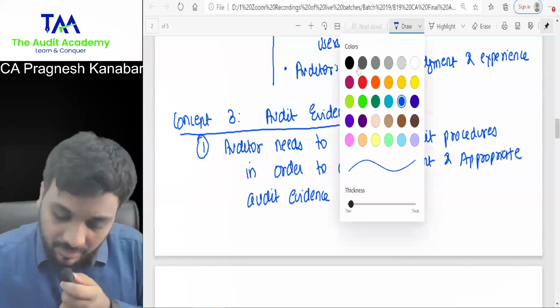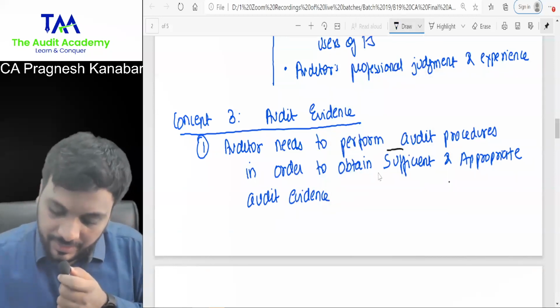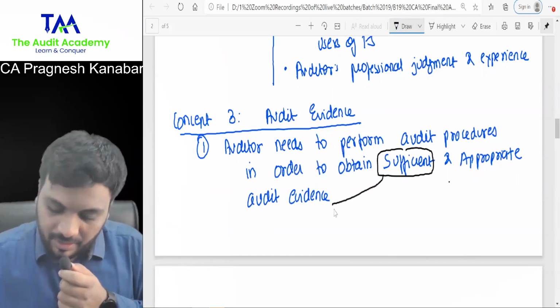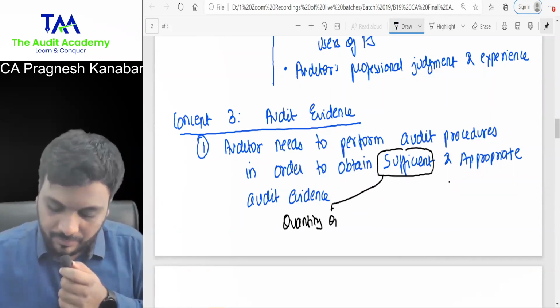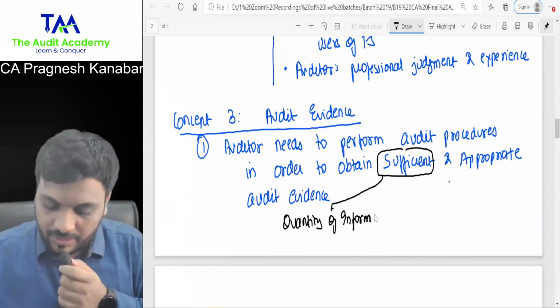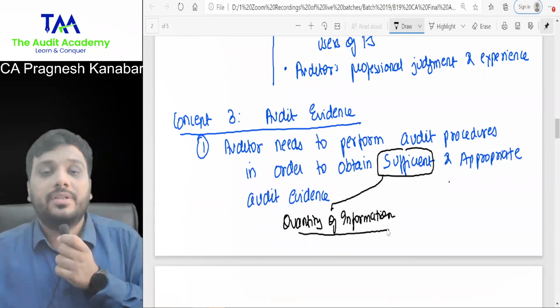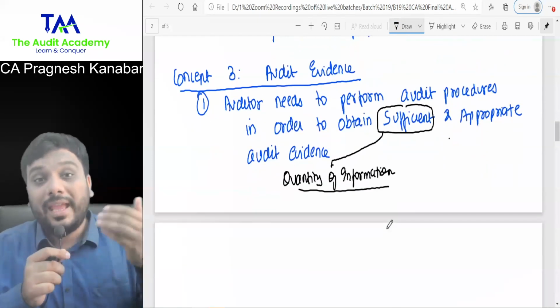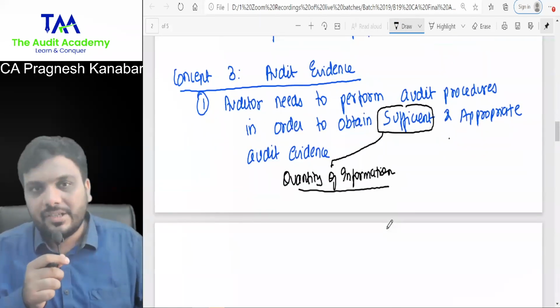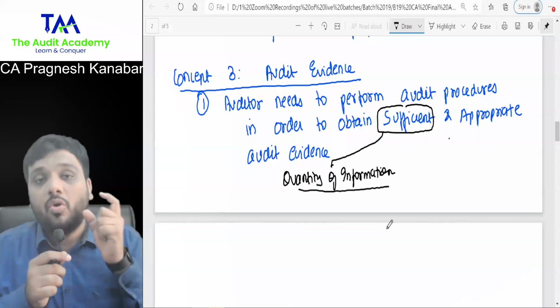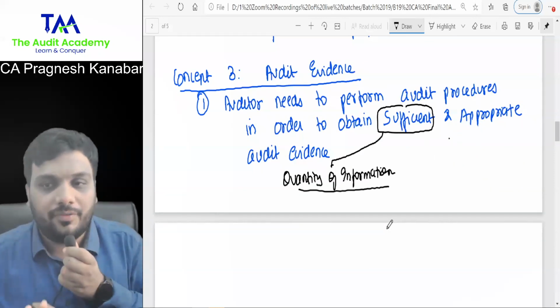Now tell me, what is the meaning of the word sufficiency? It means quantity of information. How much information do you want? How many papers are you going to verify? What will be your extent of verification? How many transactions you will verify? So whenever we talk about quantity of information, that is always sufficiency.